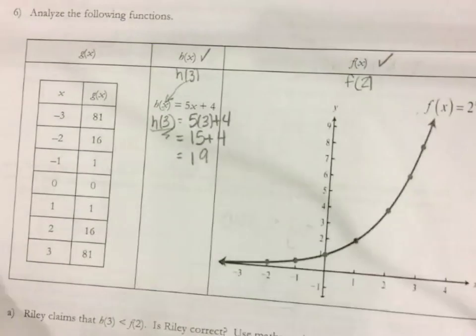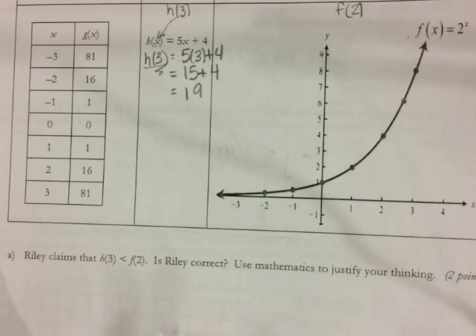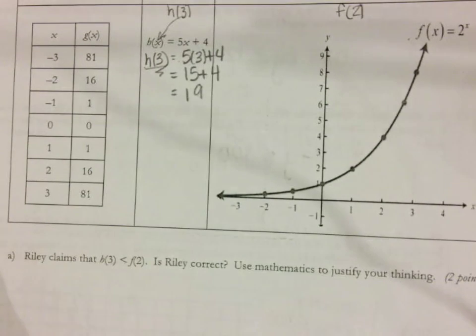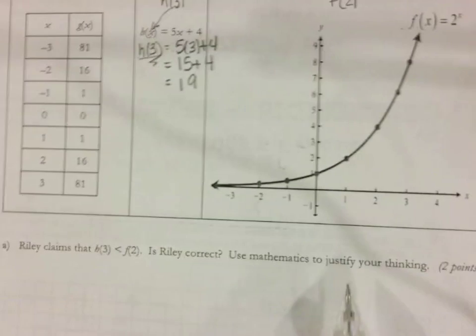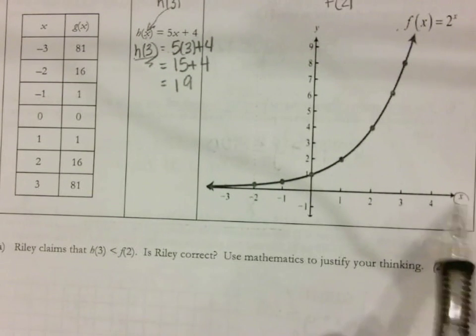Okay, so Riley says that h of 3 is less than the f of 2. So far we got the h of 3 is 19. Let's see what the f of 2 is. So I need to figure out when x is 2. So here's a graph. Your x-axis is here.